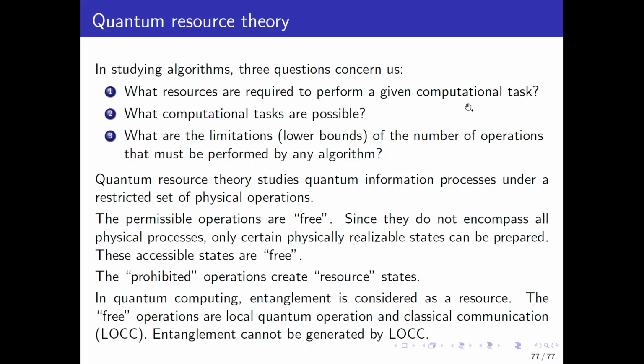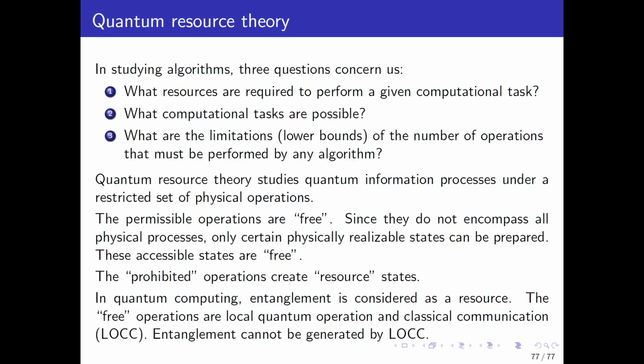So one way for us to really think about this is by quantum resource theory, which I don't want to go deeply into. Essentially, quantum resource theory tries to tell you what kind of quantum information processes you can perform under a certain restricted set of physical operations. This restriction sometimes arises because it is easy for you to perform certain physical operations, but very difficult to perform some other physical operations.